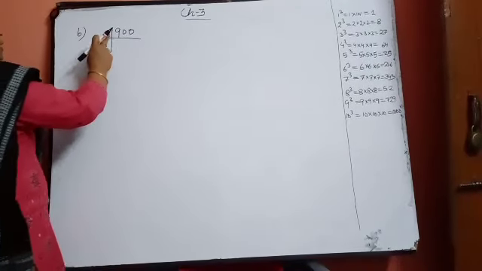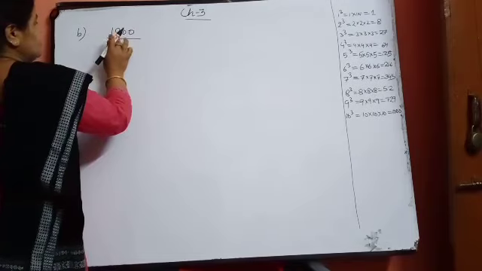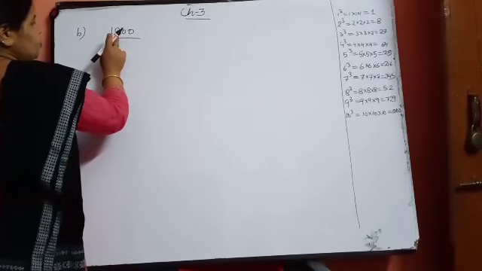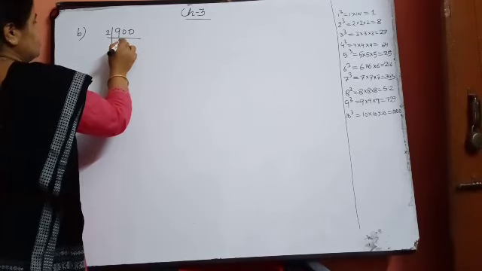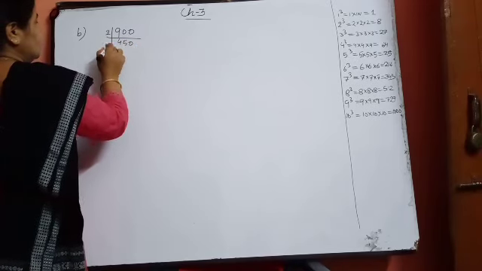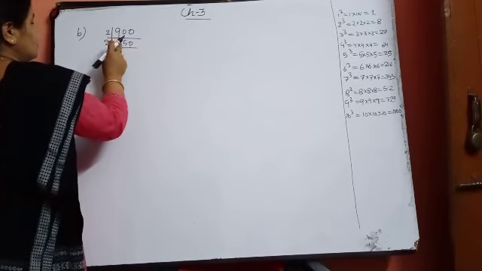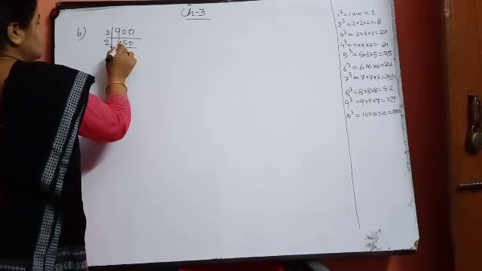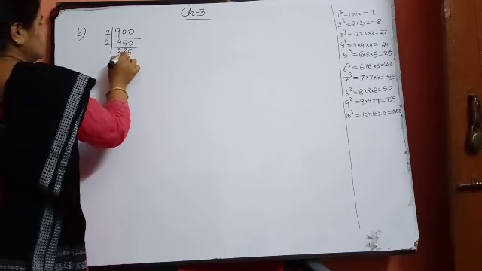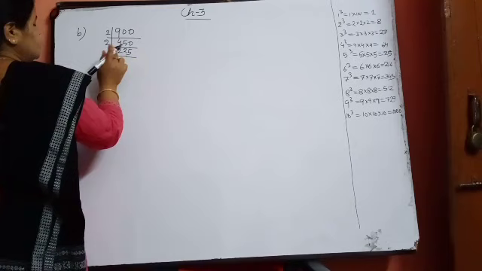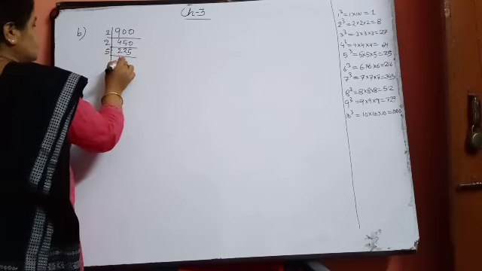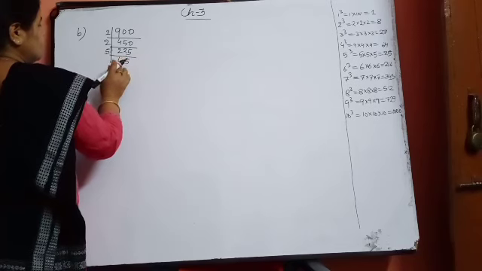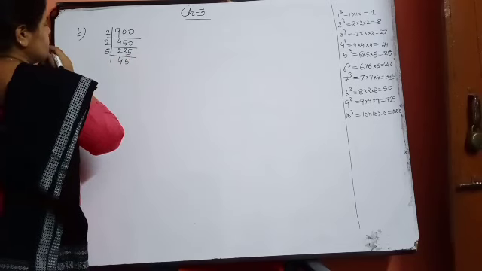B part of the same question is 900. See, first we will start from 2 and do division. How many times will it divide? Twice. Then again by 2. 2 to the power 4, 2 twos are 4, 2 fives are 10. Now by which number? 5. 5 fours are 20 and 5 fives are 25.